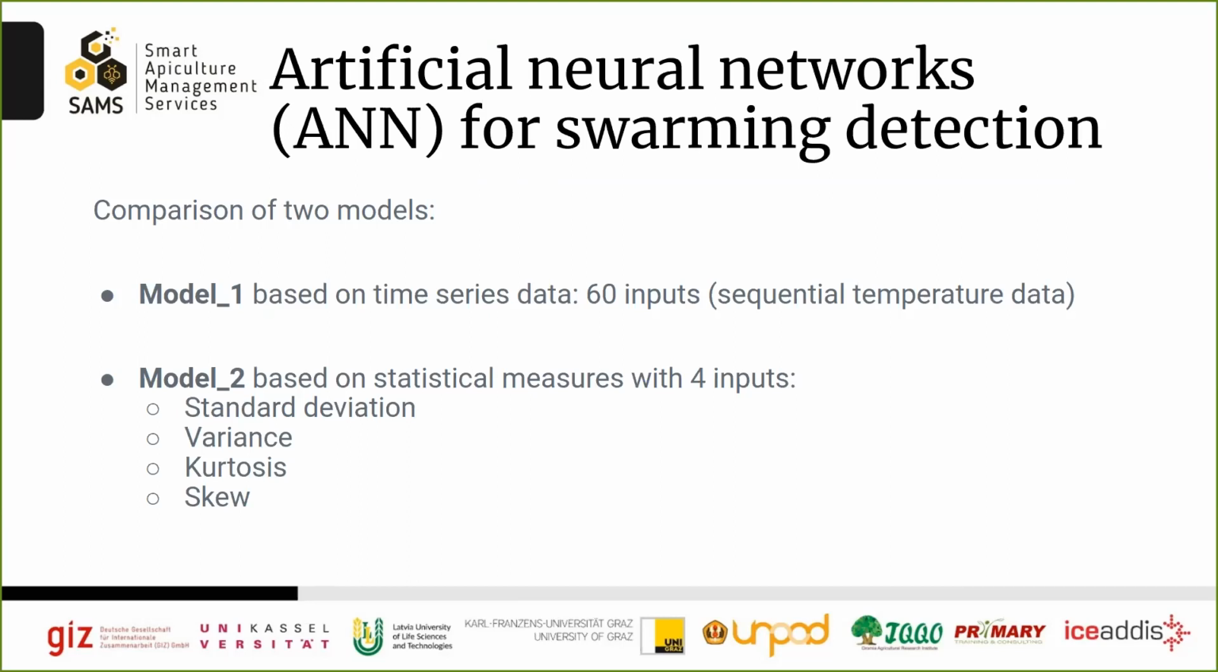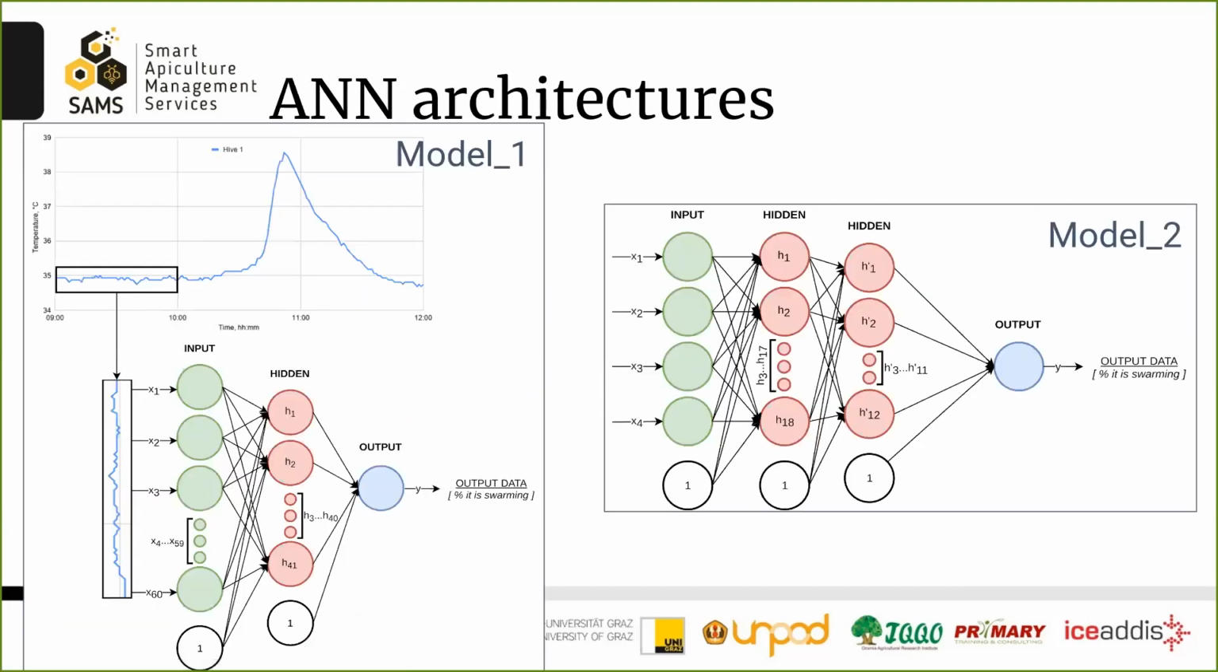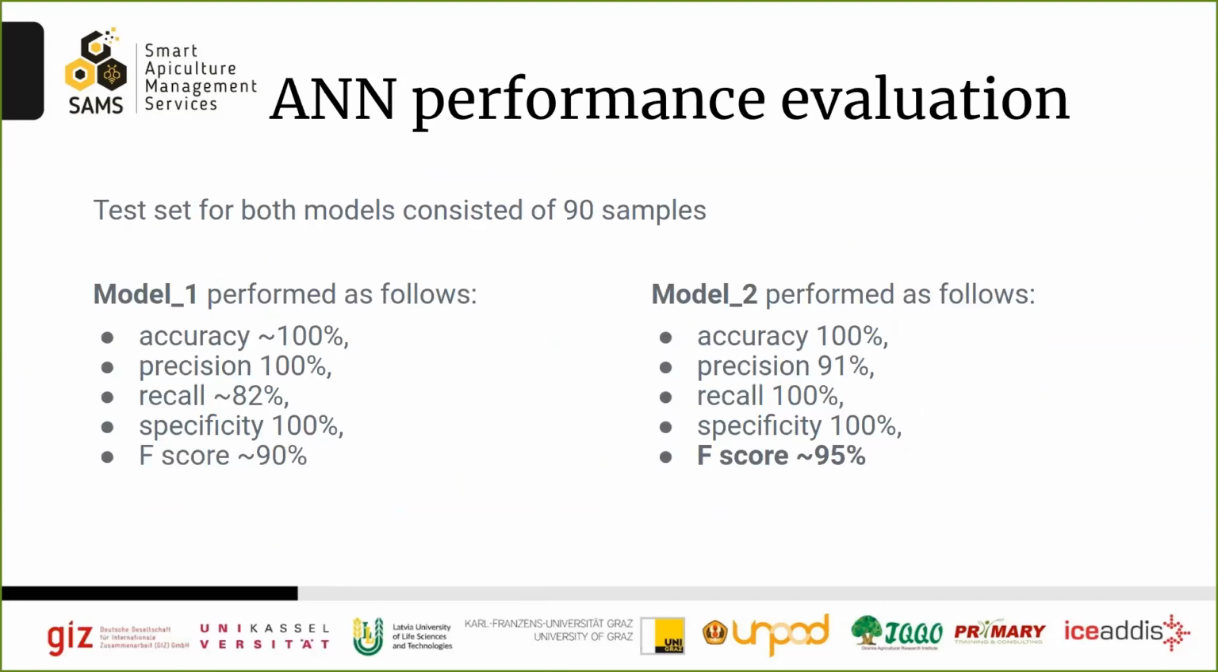Therefore, two neural networks, two models were developed. One was based on the time series data, and the other was on statistical measures with 4 inputs of the swarming curve. And here you can see the architectures. After the performance evaluation, you can see that the model that used the 4 statistical measures as input parameters performed a little bit better than the first one.